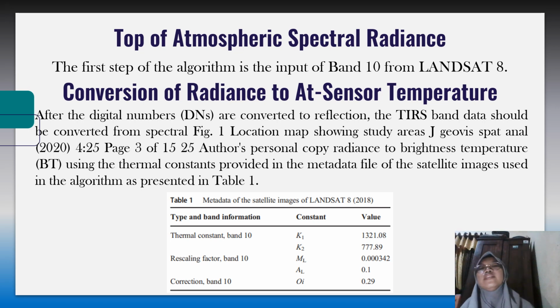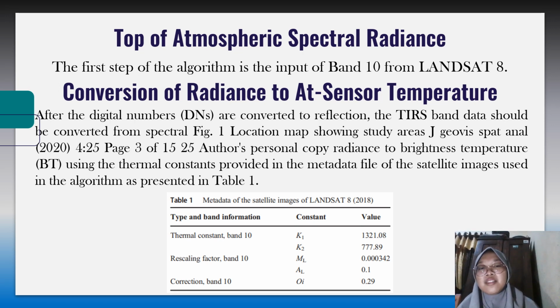Okay, the third of material and method from this journal is type of atmospheric spectral radiance. The first step of the algorithm is the input of band 10 from Landsat 8. The fourth of material and methods from this journal, conversion of radiance to at-sensor temperature.